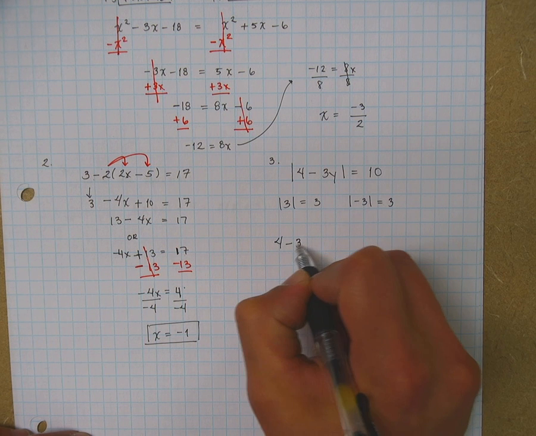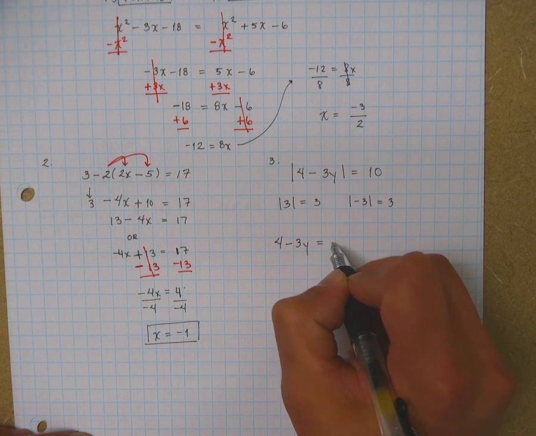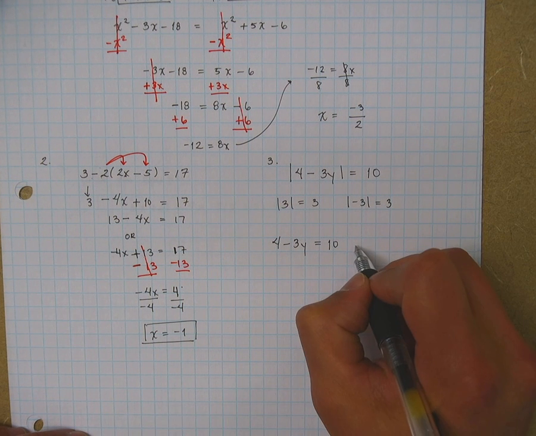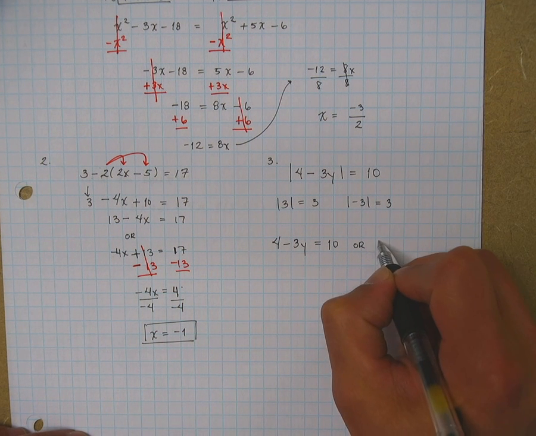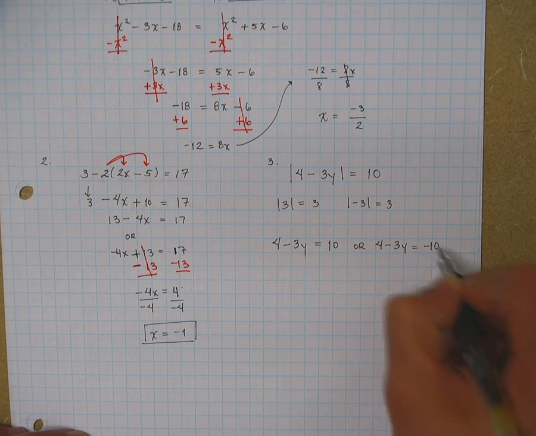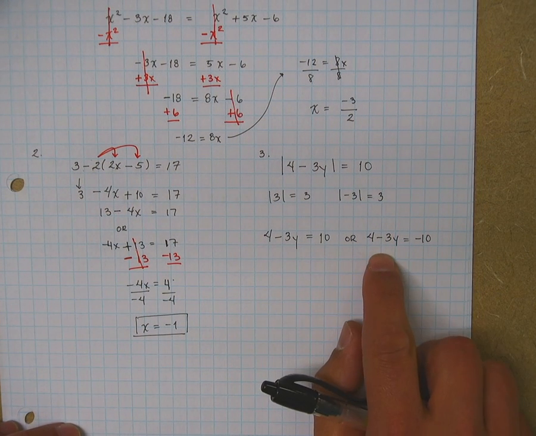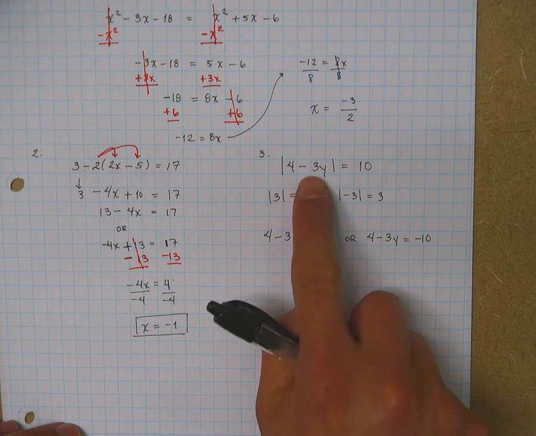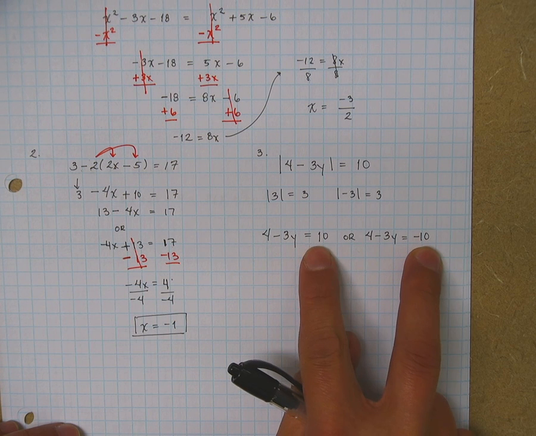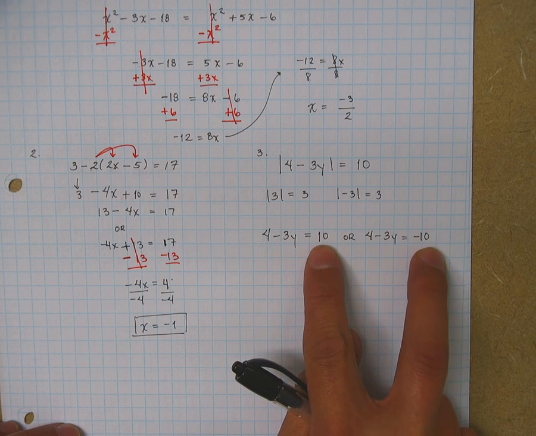And notice how I do this, okay? 4 minus 3y equals positive 10, okay? And, or, I'm going to do this one also. 4 minus 3y equals negative 10. I don't change anything on the inside, okay? The 4 minus 3y stays the same. The only thing that changes is the one on the outside, the equal sign.